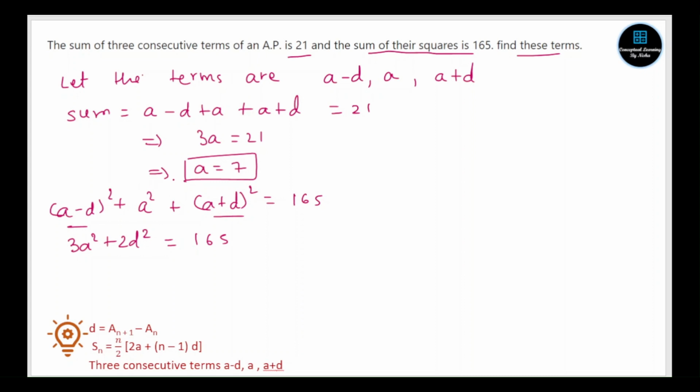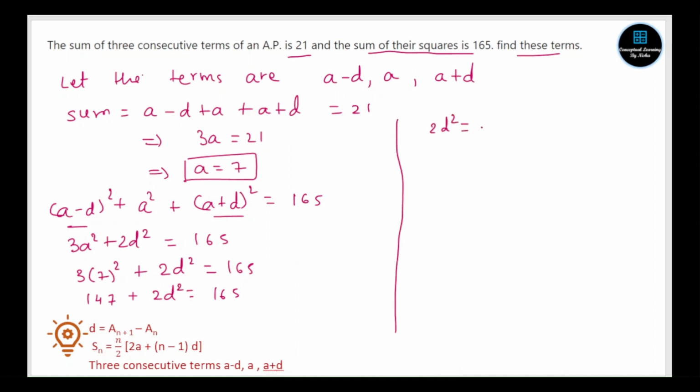Now we have the value of a, so I'll put it here: 3 into 7 square plus 2d square equals 165, and when I simplify this I'll get 147 plus 2d square equals 165. Let me solve it here. So 2d square equals, what do we get, 18, and d square equals 9. So d equals plus or minus 3.